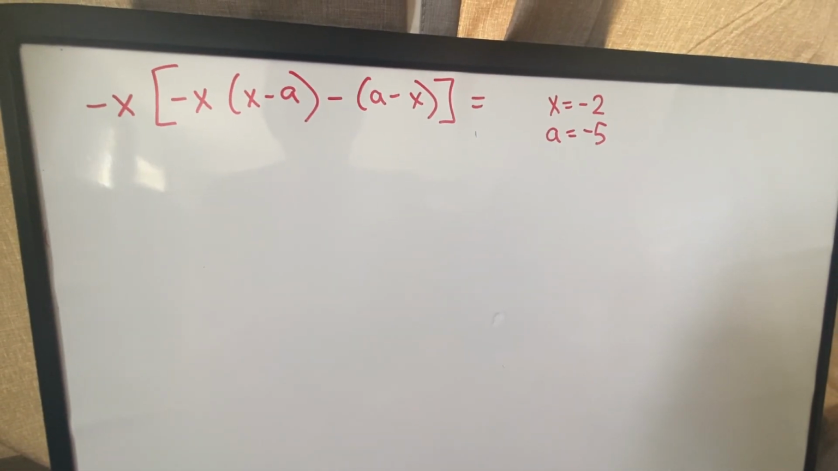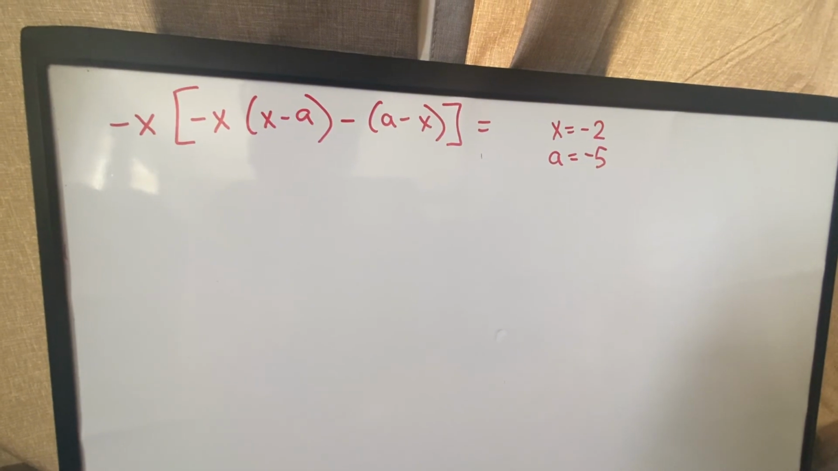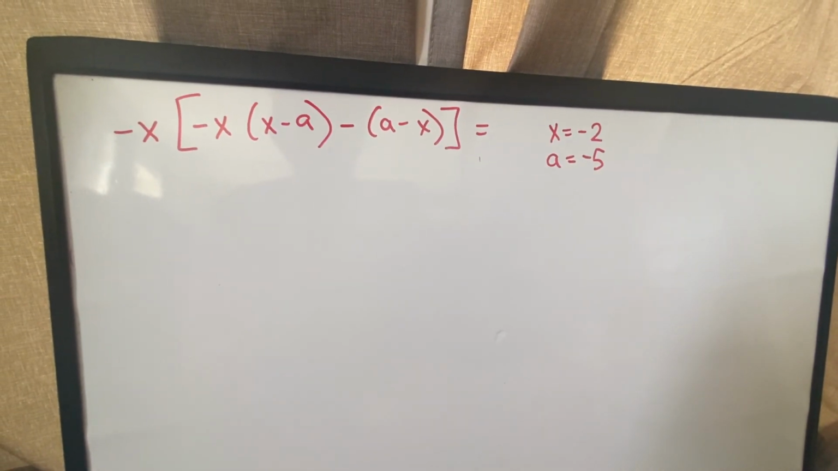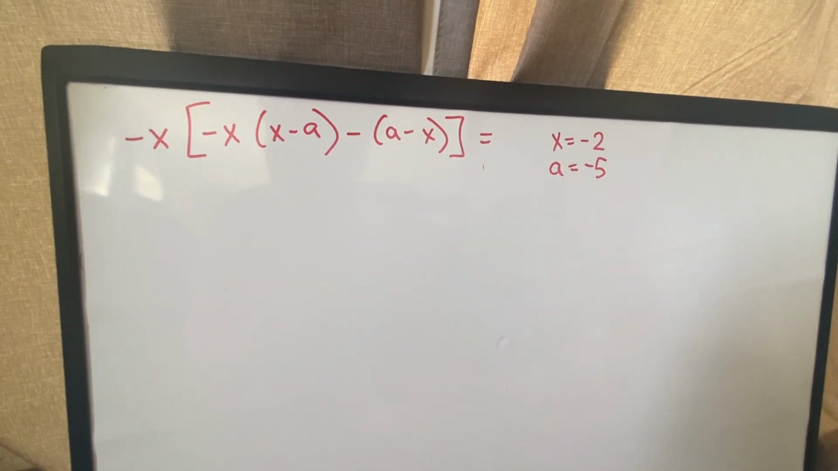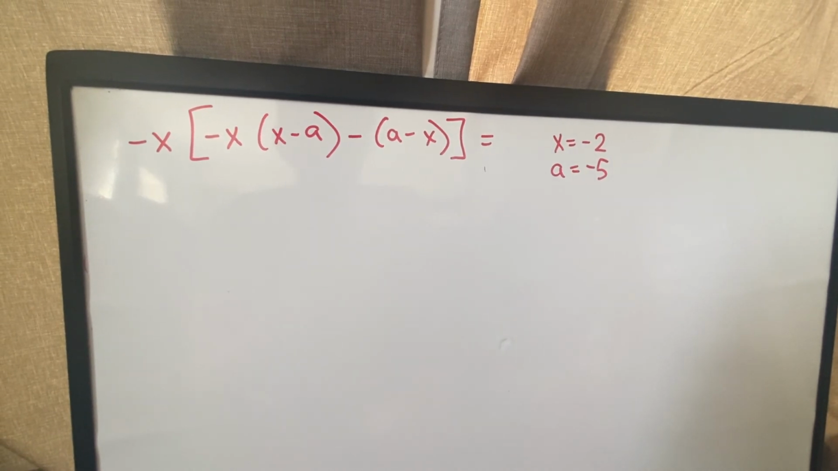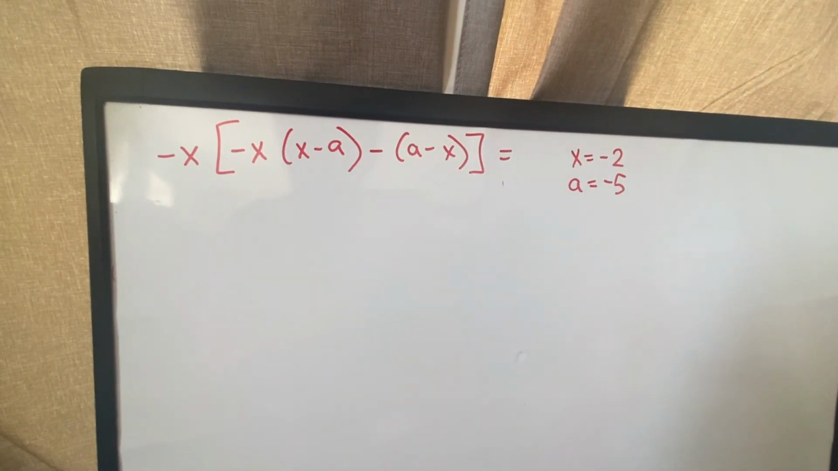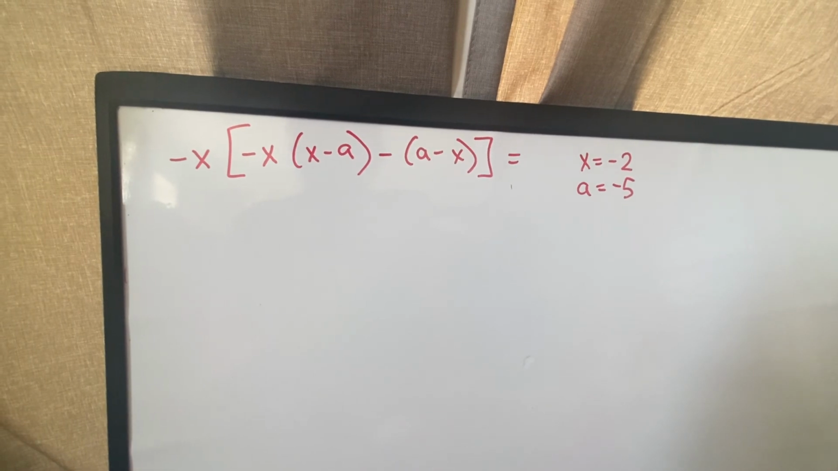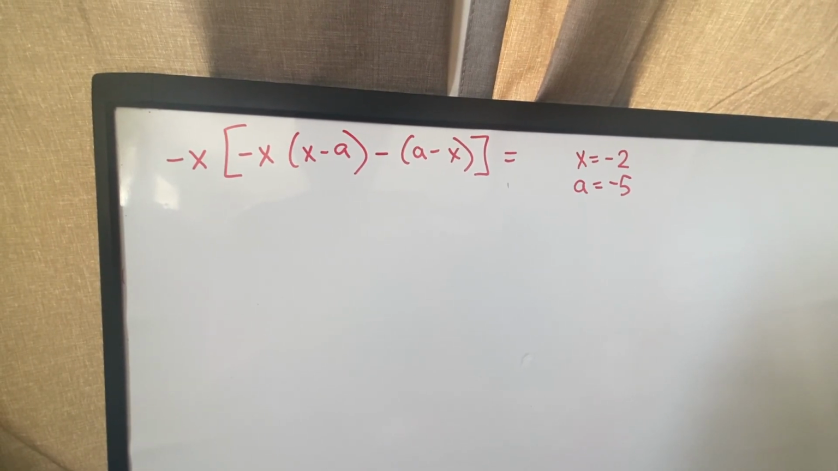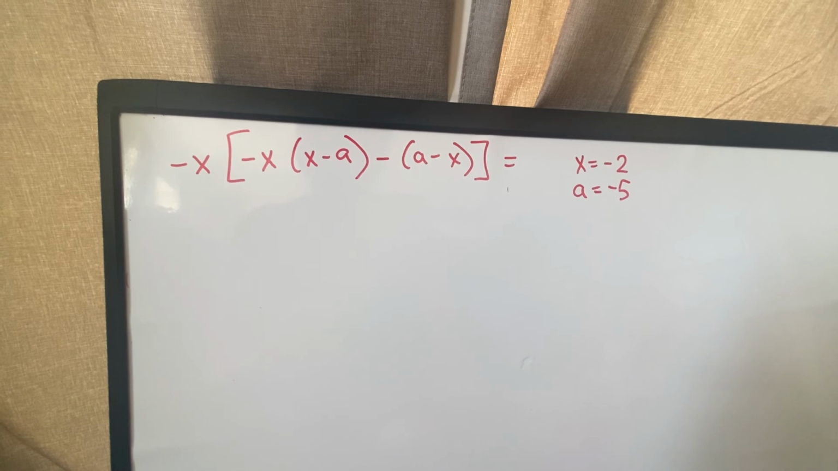Okay, last example for this lesson is letter C on page 73. We have X as -2 and A as -5. And here is our equation. And so everywhere there's an X, I'm going to put -2, and everywhere there's an A, I'm going to put -5.